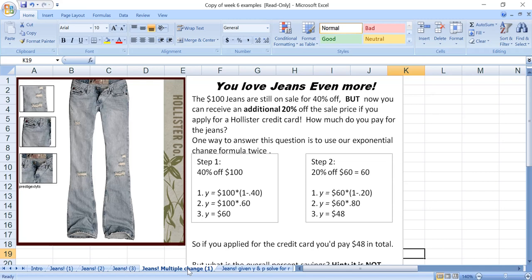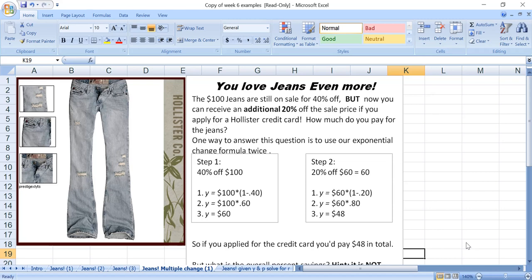So it's 40% off plus an additional 20% off. So the question is then, okay, now how much are you going to pay for the jeans? So based on what you know now, what we would do is we would go step one, 40% off of 100. 100 times 1 minus 0.4, so that's 60 when we walk up to the register. Then we're going to get an additional 20% off. So we would plug in that 60 as our starting value and take 20% off of that, and we would find that we would pay $48 in total for the jeans.